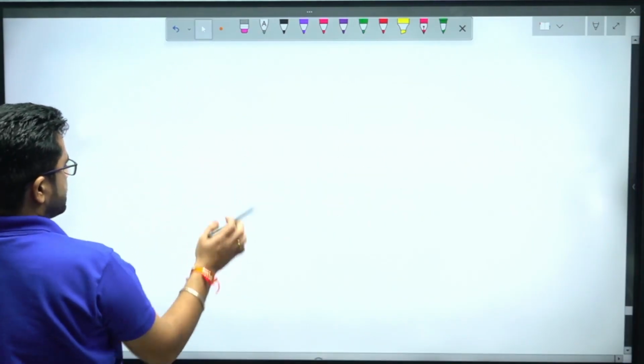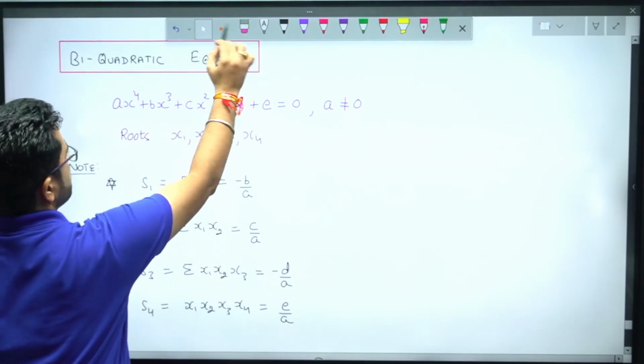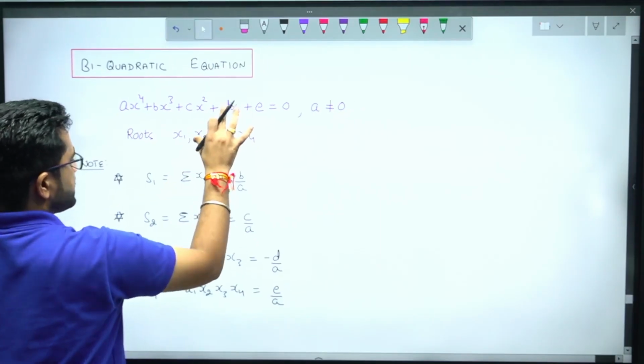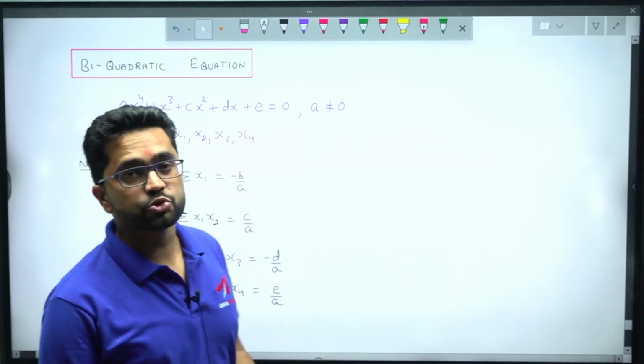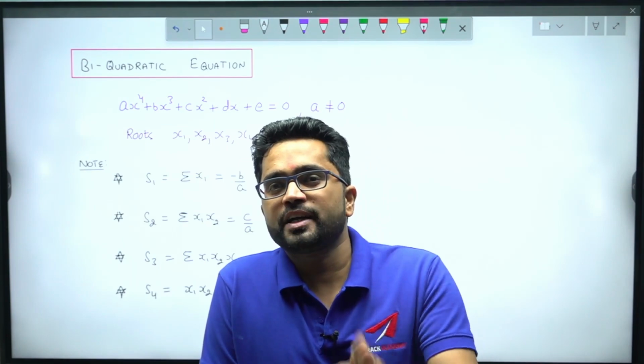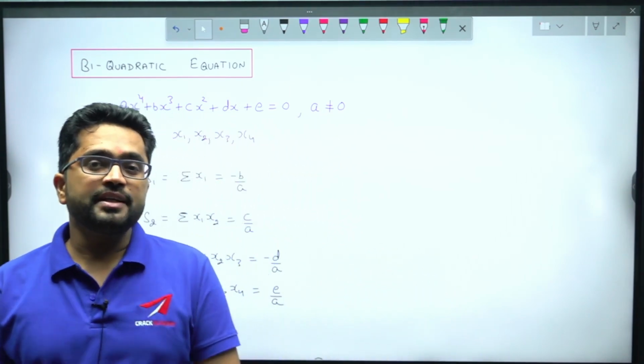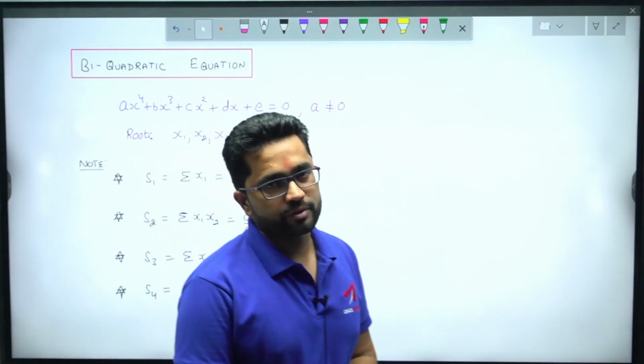Yes. Let's go for the next one. Guys, the next is, we'll understand the same thing with reference to a biquadratic equation. Now, what is a biquadratic equation? Guys, a biquadratic equation is one in which the highest degree is 4.